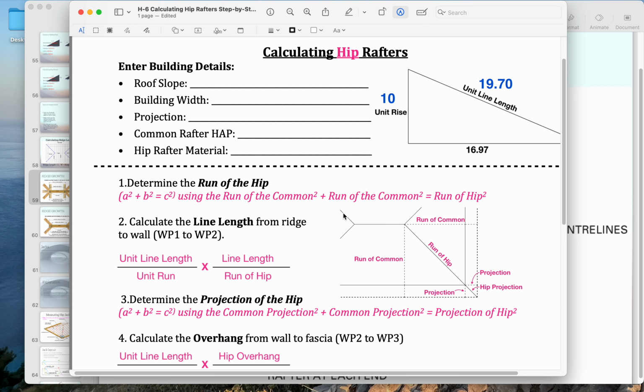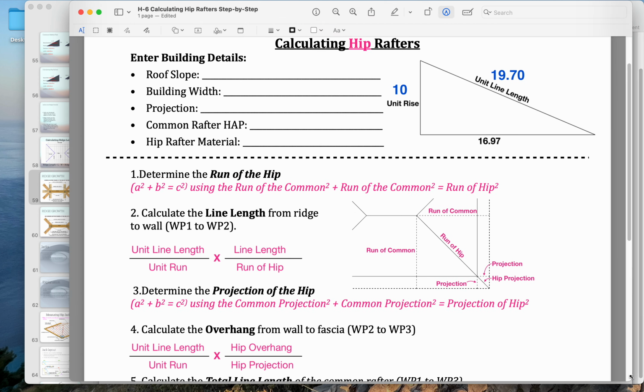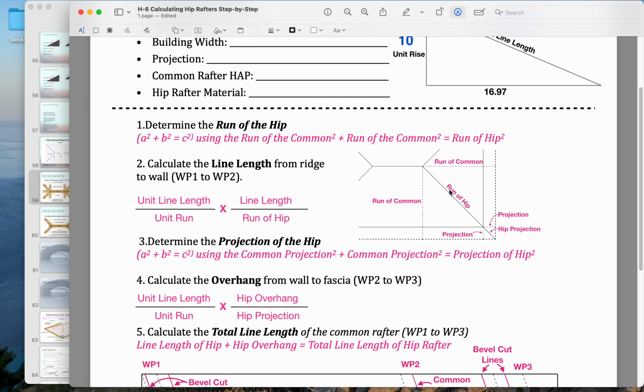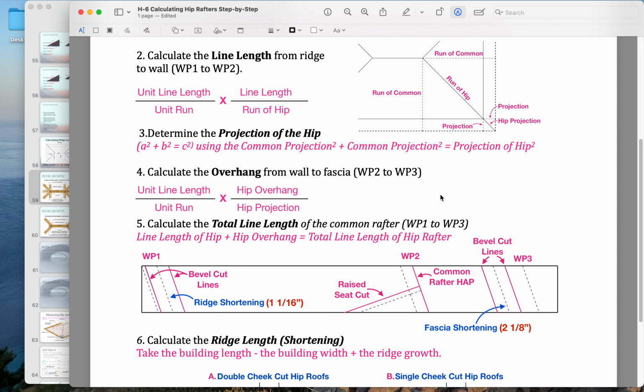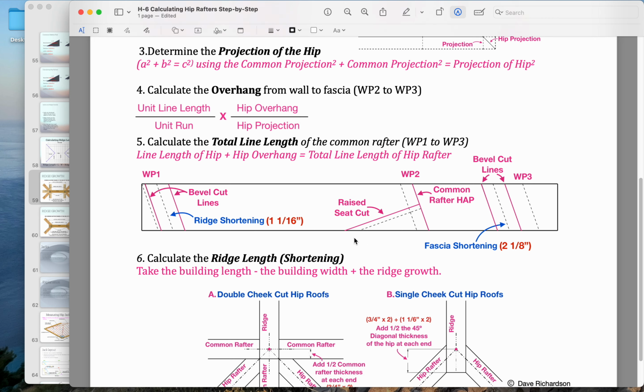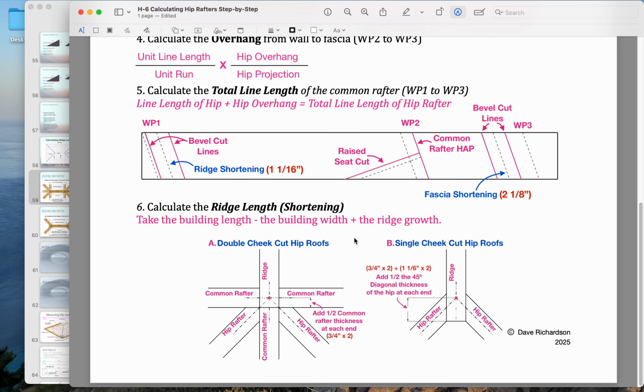Okay. So again, the tricky part with the hip rafter is not so much the calculating. It's very similar to the common rafter. We have to remember that the hip rafter meets the ridge at the same point. It just takes a longer distance to get there, right? And so the math is very similar. The really tricky part is the layout of the hip rafter and the cutting. And then for the ridge, we can figure out how much we're going to have to shorten that. Now, it's important to note on our worksheet that if we are doing a single cheek cut ridge, we are going to add 3/4 plus that 1/16. I'll explain that more in class. You can see it more in the PowerPoint.